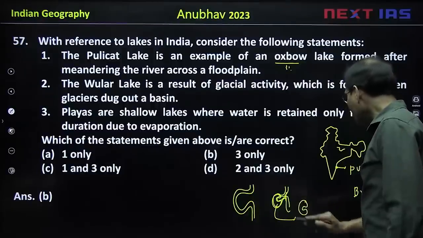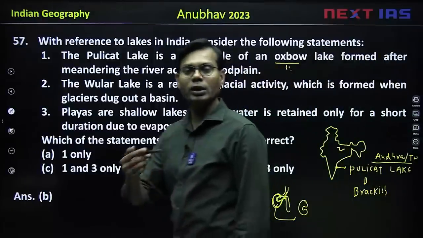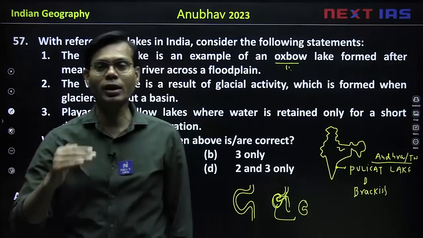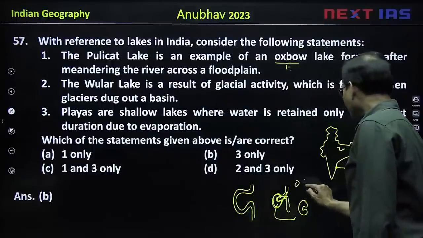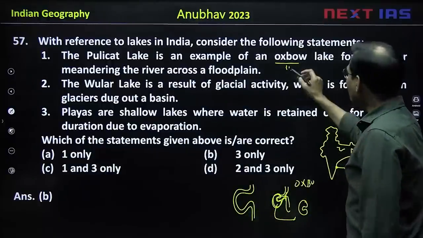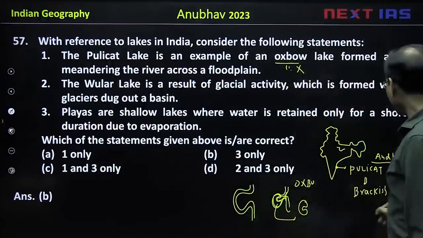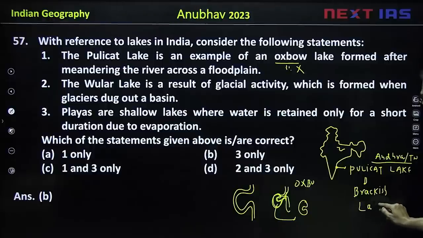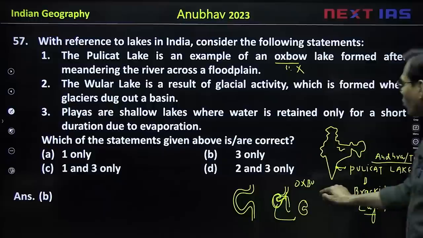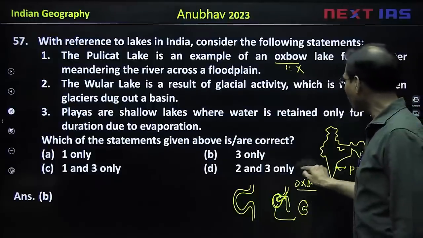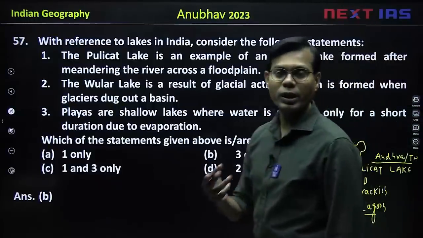Oxbow Lake: the intense river meandering in the floodplain area in the lowland like in the Ganga plain, and Oxbow Lake is in North India. So this statement is wrong. Pulikat Lake is a lagoon, a brackish water lake in which sea water is also penetrating over here, but the Oxbow Lake is a fresh water lake that is formed in the river plain, flood plain area.